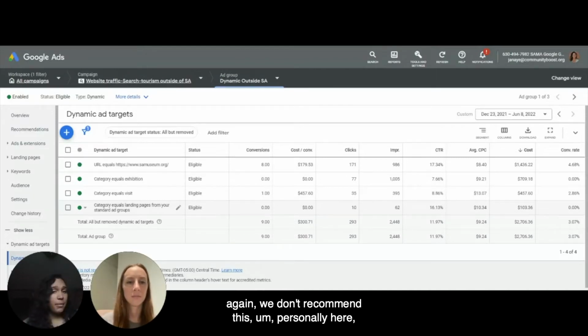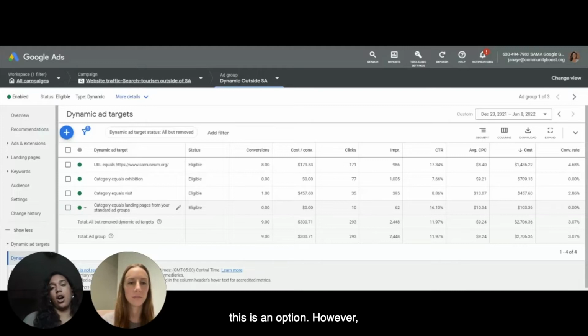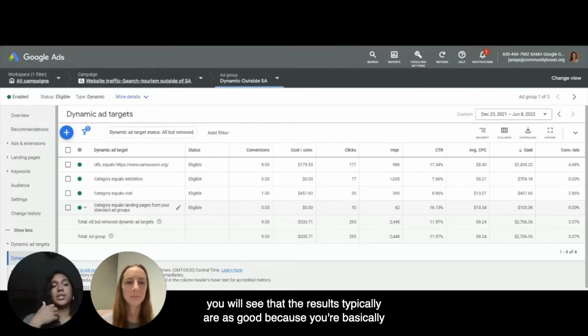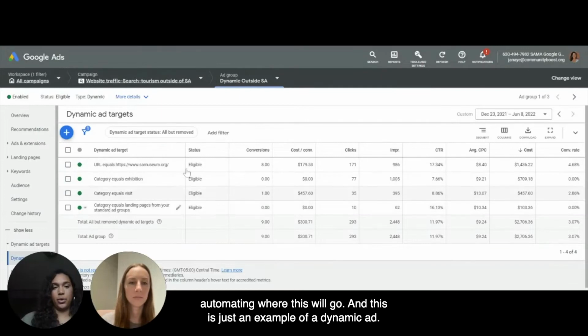Again, we don't recommend this personally here, but if you are strapped on time and you don't want to think about it, this is an option. However, you will see that the results typically aren't as good because you're basically automating where this will go. And this is just an example of a dynamic ad.